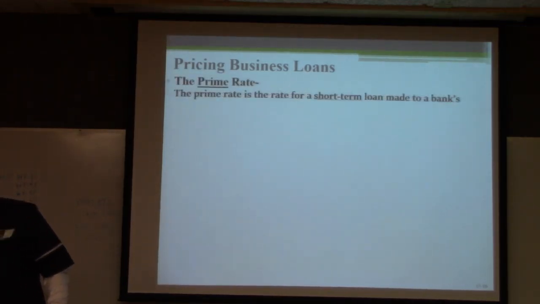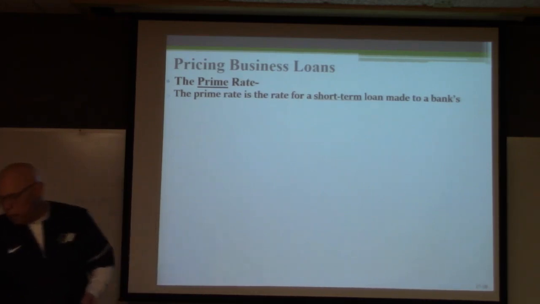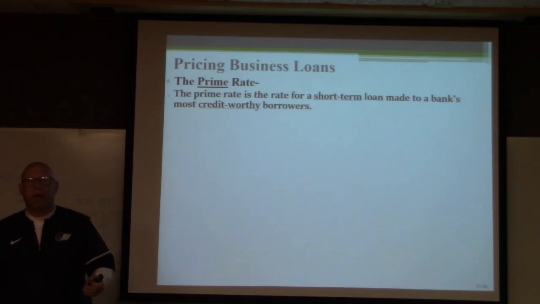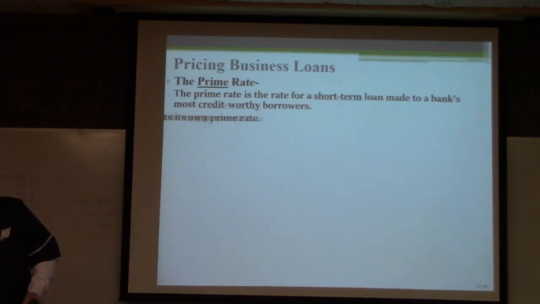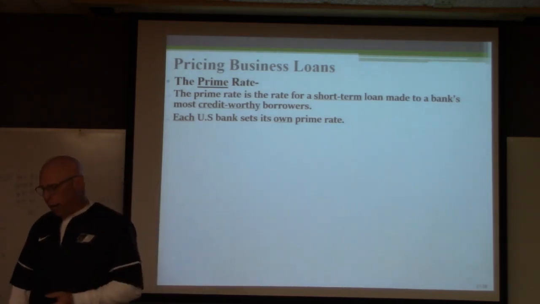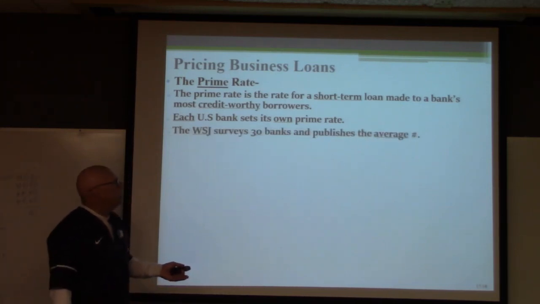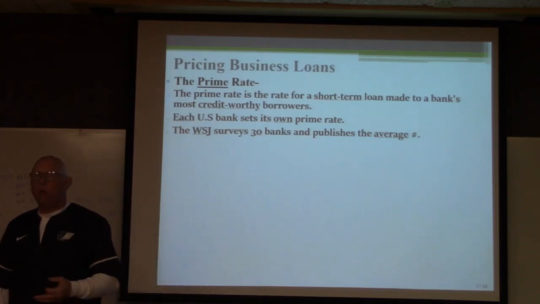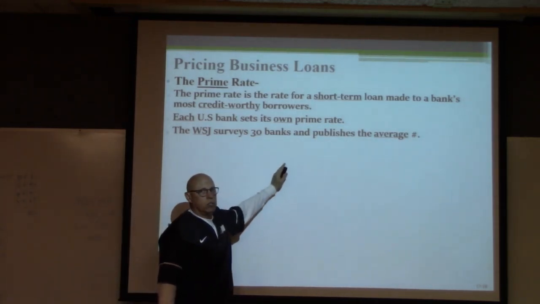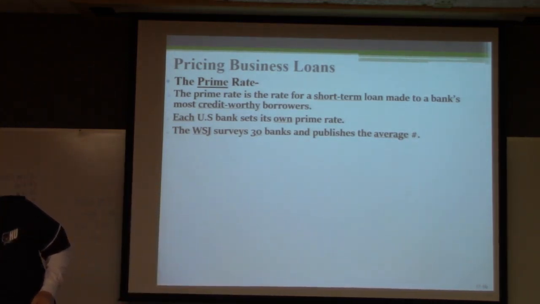All right, so let's look at the prime rate. The prime rate is the rate for a short-term loan made to a bank's most creditworthy borrowers. So the best borrowers that come into the bank, what rate would you give them? Each U.S. bank actually sets its own prime rate. Then the Wall Street Journal will survey 30 banks to see what their prime rate is, and they will publish the average number. A lot of other banks will look at this average number and then add a premium to that number depending on what kind of borrower they're dealing with.